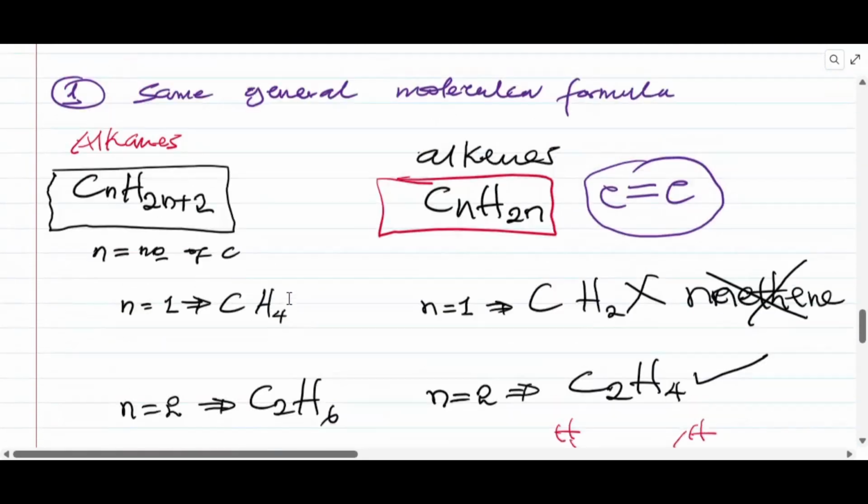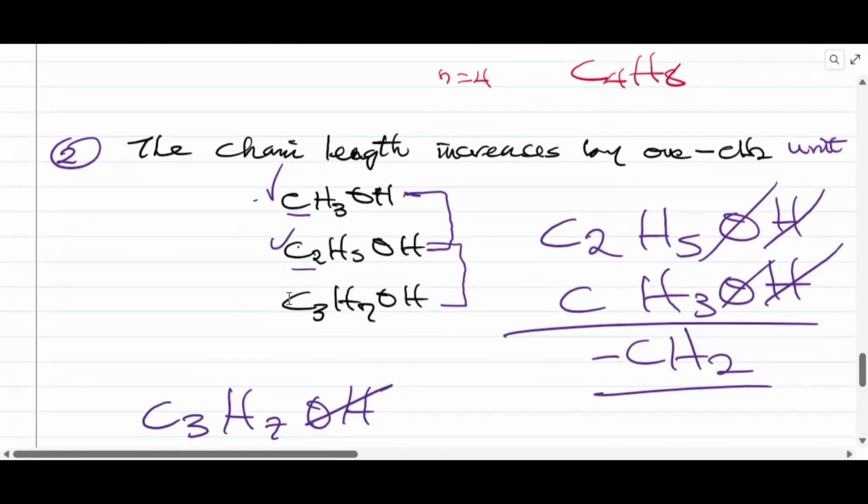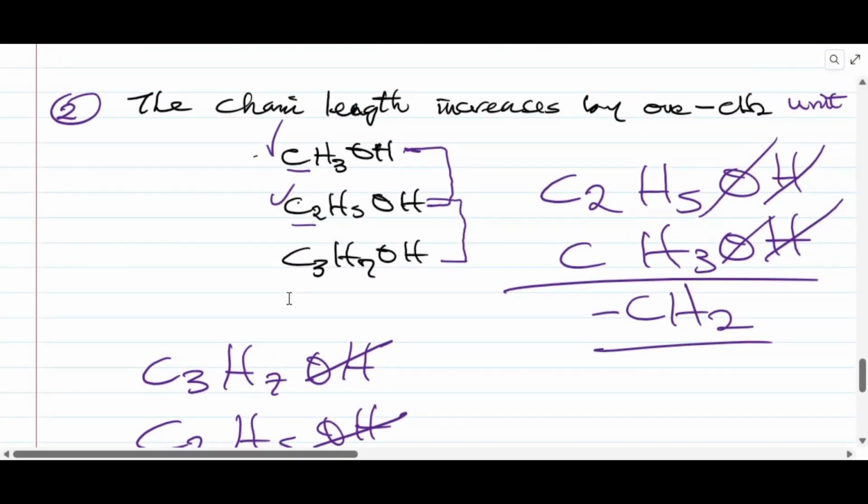We talked about the general molecular formula. That is, we said they all have the same general molecular formula. And we also said that the chain length of a homologous series, that is, of a family within a homologous series, increases by one unit, which is a CH2 unit.